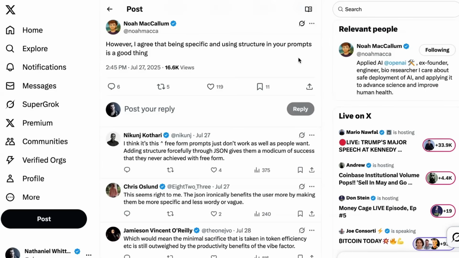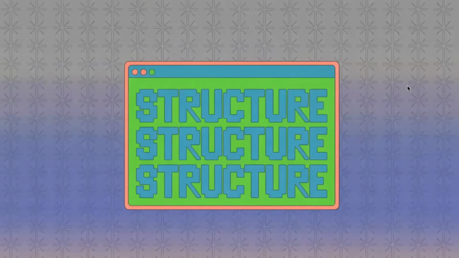However, he says, I agree that being specific and using structure in your prompts is a good thing. And so this is the point that I'm trying to come around to. The reason that people are having such success with JSON prompting is not the JSON formatting itself. It's the fact that that format is forcing them to add an immense amount of fine-grained detail, which means that the fidelity of the model's adherence is going way up because they're giving it more to work with. And that broad idea seems likely to be translating extremely well to GPT-5, where it appears that the more clearly you structure your prompt, the better results you're going to get.